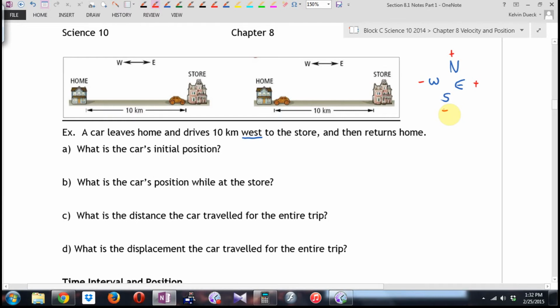A car leaves home and drives 10 kilometers west to the store and then returns home. Now, I've got a bit of a problem because I just realized my picture doesn't match the direction. So can you cross out the word west right here? I'm pretty sure that's east. Mr. Dueck was typing in a hurry. East.